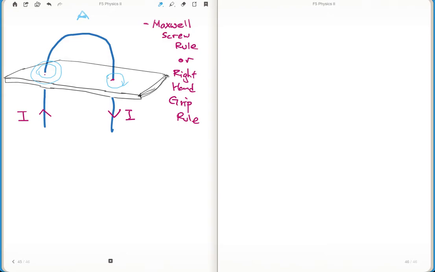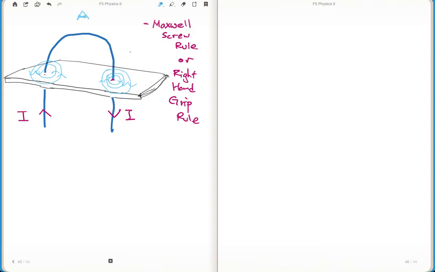Around here, around here, around here. Thumbs up, all your fingers will close in a counterclockwise direction. Whereas when the thumb is down, your fingers will close and grip around, and it will form a clockwise rotation.